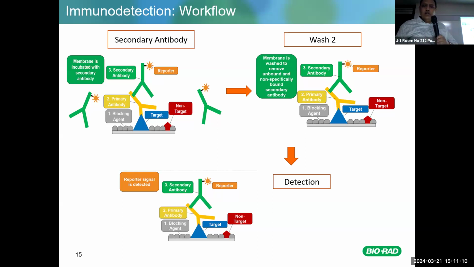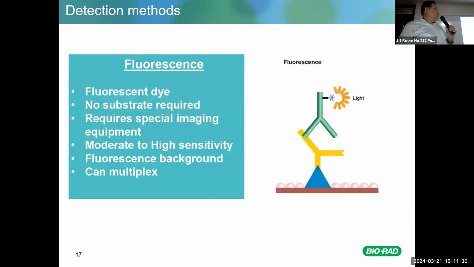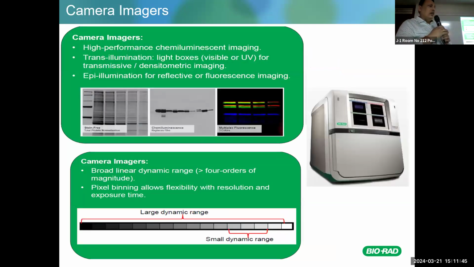There are different molecules and methods we can use: the colorimetric method, chemiluminescence method, and fluorescence. These are the basic principles, and whenever we have time during the workshop, I will show this presentation and we can discuss it. These are three methods, and the sensitivity is different for all three. This is a chemidoc instrument, an example of a chemidoc, and the dynamic range of this instrument is very good.